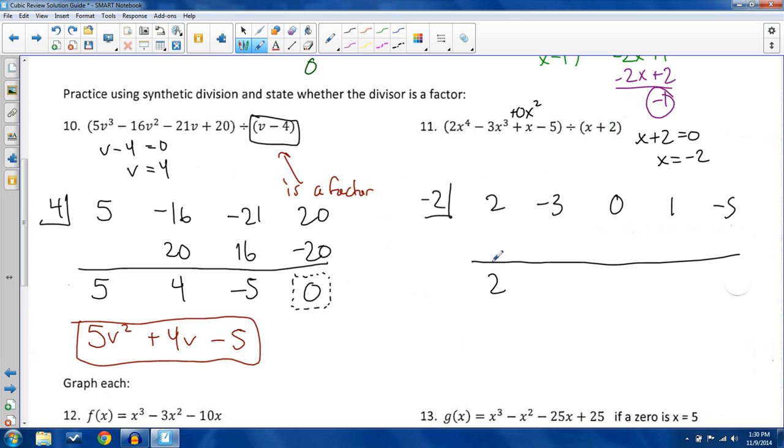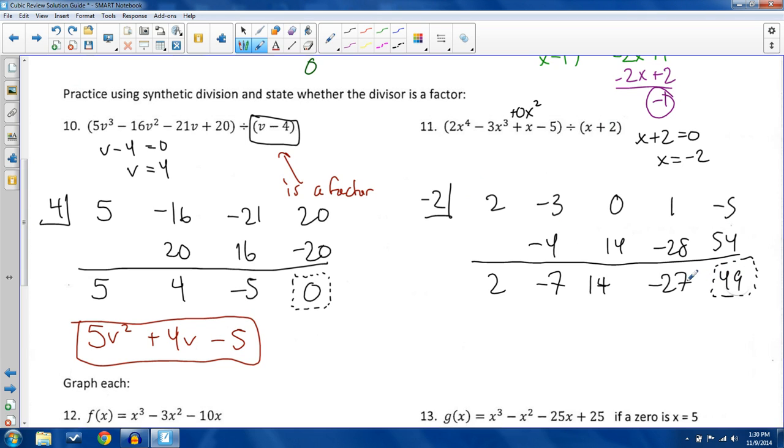2 plus nothing is 2. Negative 2 times 2 is negative 4. Negative 3 plus negative 4 is negative 7. Negative 2 times negative 7 is 14. 0 plus 14 is 14. Then let's just call this 14. Negative 2 times 14 is negative 28. 1 minus 28 is negative 27. Negative 2 times negative 27 is positive 54. Negative 5 plus 54 is 49. That's a big remainder, but that is your remainder right there.